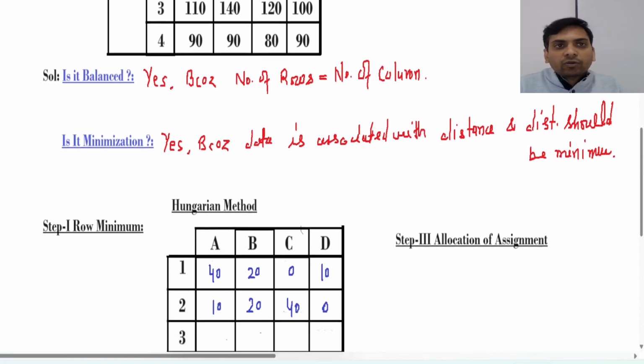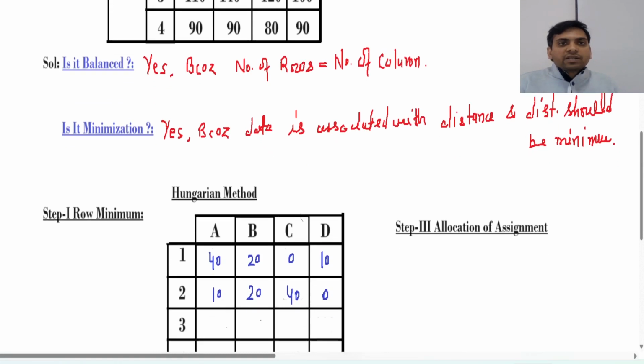And in the third row, the least number is 110. Now we will subtract this 110 from all the elements of this third row. Sorry, this is not 110, this is 100. The least number is 100, so we subtract 100 from all elements of the third row. So 110 minus 100 is 10, 140 minus 100 is 40, 120 minus 100 is 20, and 100 minus 100 is 0.